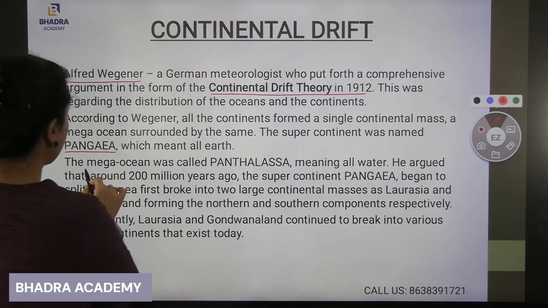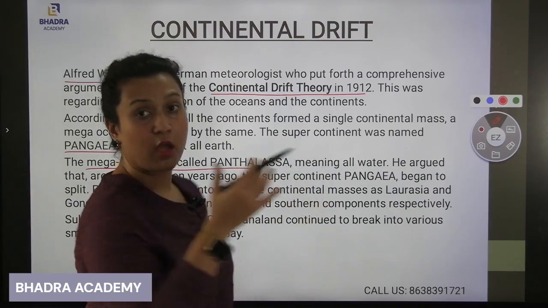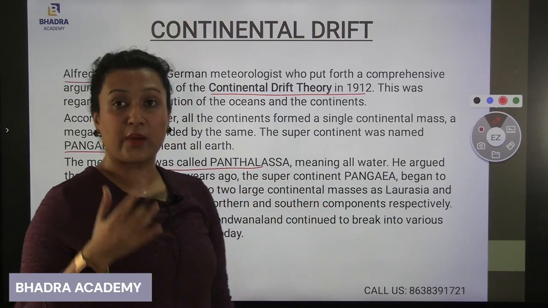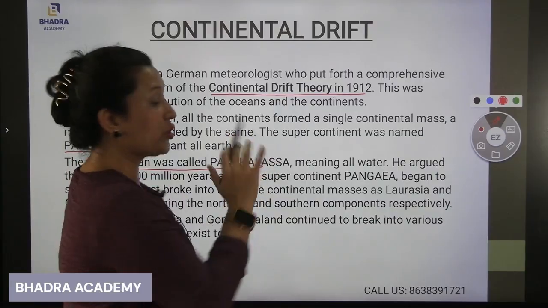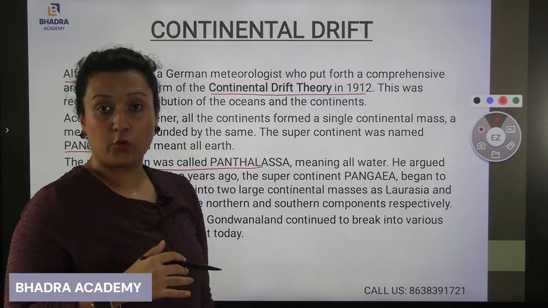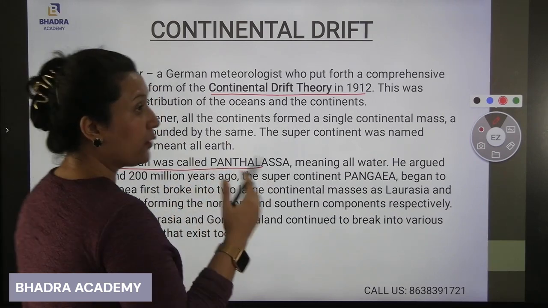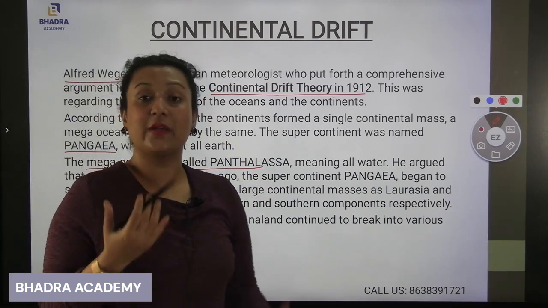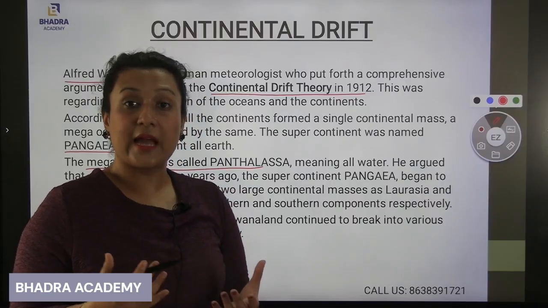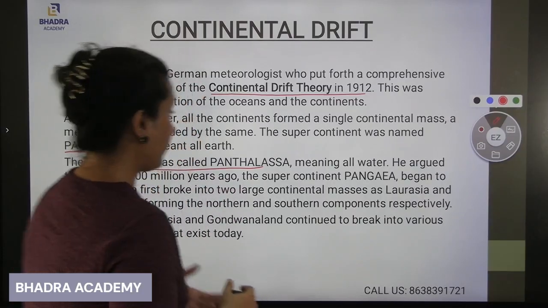Now, you see, the whole landmass was known as Pangaea, and the ocean that surrounded it all over was known as Panthalassa. So they had their own names. You see, it was 200 million years ago. During that time only, the whole landmass was divided into continents.